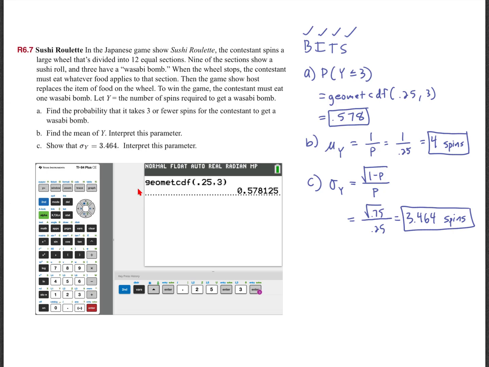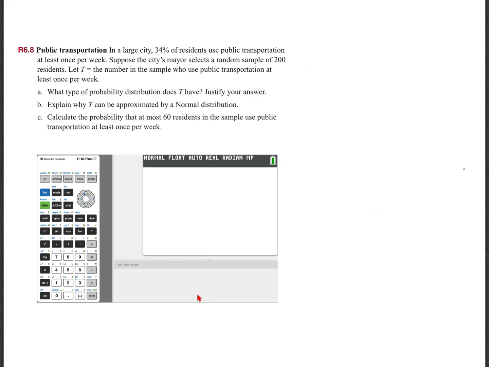Okay, and then to interpret this, you'd say something like, if the wheel was spun many times, the number of spins it would take to get the first wasabi bomb would typically vary by about 3.464 spins from the mean of 4 spins. In a large city, 34% of residents use public transportation at least once per week. Suppose the city's mayor selects a random sample of 200 residents. Okay, let T equal the number in the sample who use public transportation at least once per week. All right, what type of probability distribution does T have, and justify your answer.